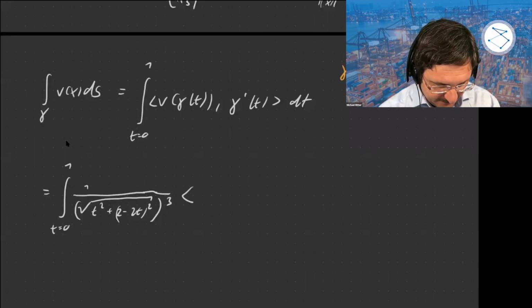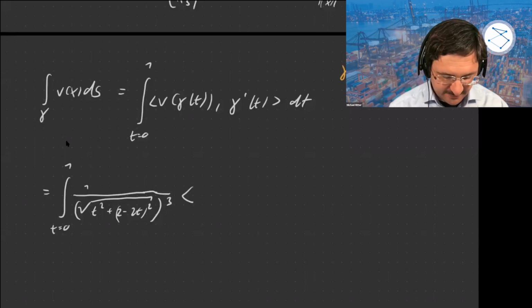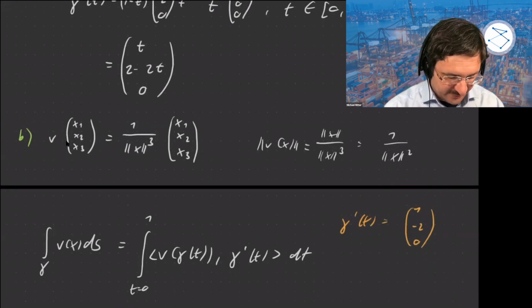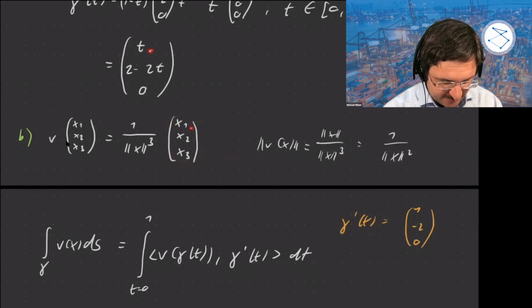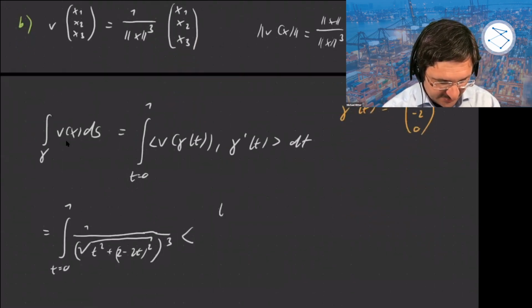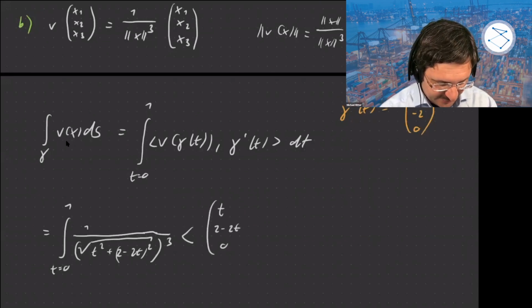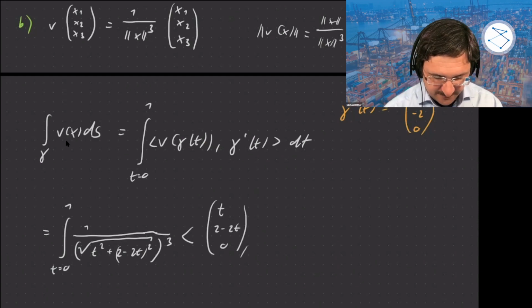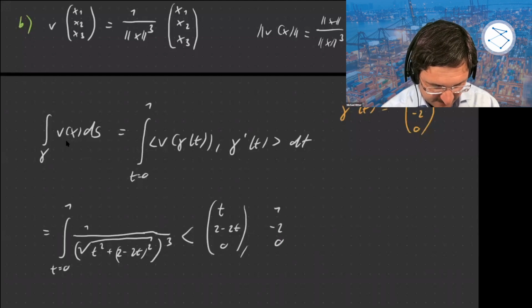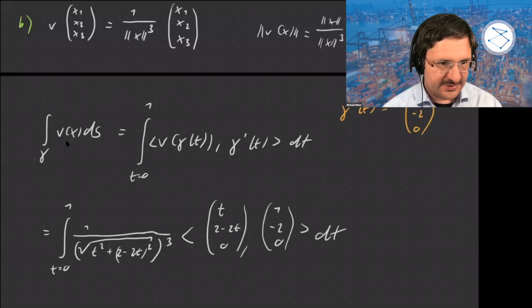So that's this 1 over the x norm to the 3rd. And then we have the scalar product of this part here. That means x1 is t, x2 is 2 minus 2t, and x3 is 0. So that's just t, 2 minus 2t, and 0. And then gamma prime, we've computed that before. Here's gamma prime. That's (1, -2, 0) dt.